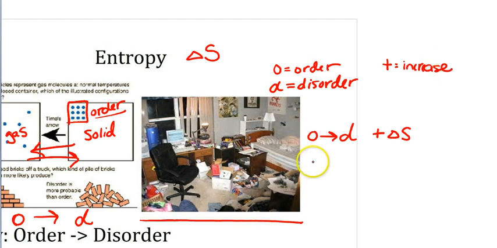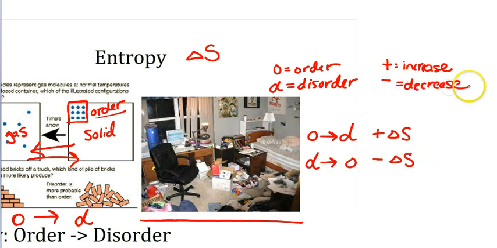Increase. And when you go from disorder back to order, we will say that's negative delta S, so a decrease in entropy. So negative meaning decrease. Okay, so order to disorder is an increase in entropy. Disorder to order is a decrease in entropy. So in order to get back to order, energy is needed to be put in. Little to no energy is necessary to go in this direction. And this is the way naturally the world works.